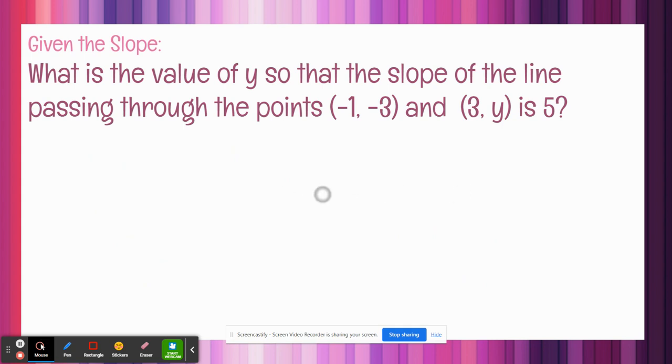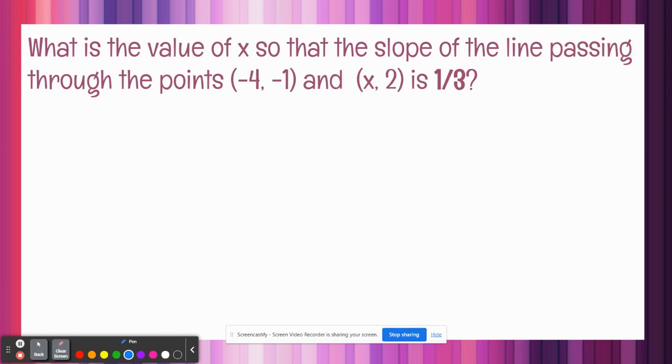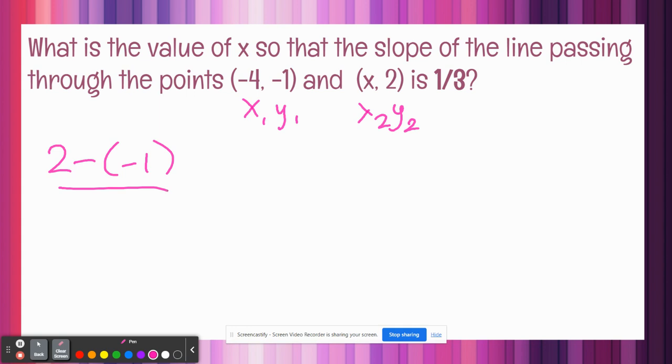All right, let's try the next one. So we're going to do the same thing. We're going to label our x and our y, and our x and our y. So we're going to set up y2 minus y1 over x2, in this case is just the x value because it doesn't have a value, minus x1, which is -4. This time our slope is the answer of 1/3.